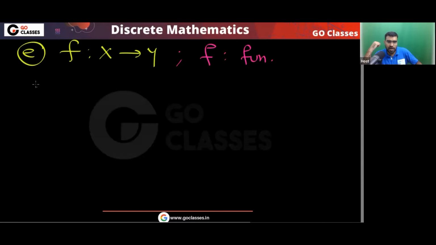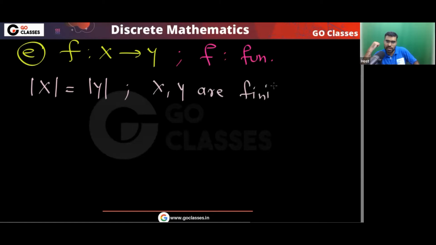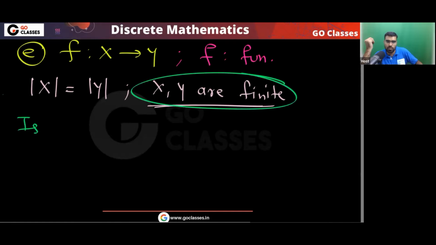Cardinality of X is equal to cardinality of Y. They are finite. This is important. X and Y are finite. Remember, now you are in the world of finiteness. So now you tell me, can f be injective but not surjective?